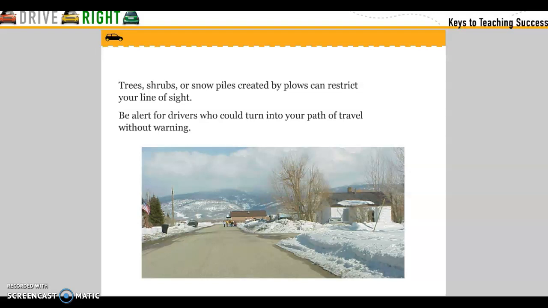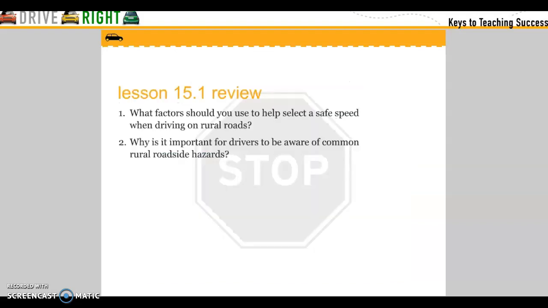Trees, shrubs, and snow piles created by plows can restrict line of sight. Be alert for drivers who could turn into your path of travel without warning. What factors should you use to help select a safe speed when driving on rural roads? Why is it important for drivers to be aware of common rural roadside hazards?